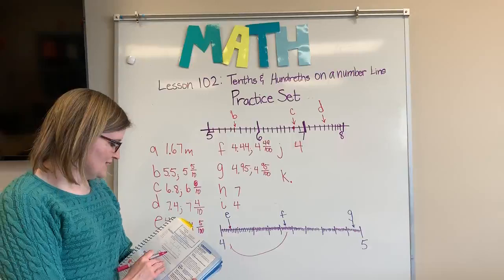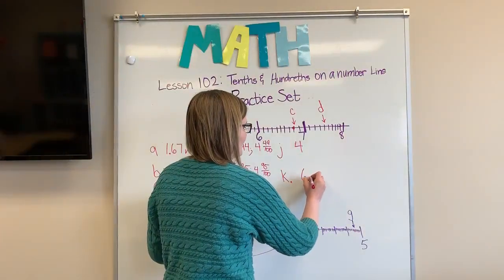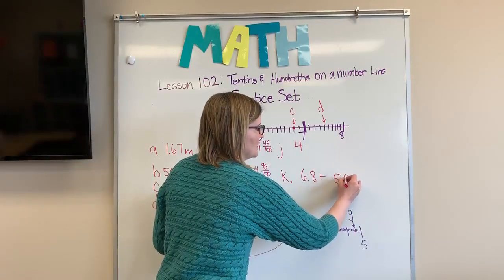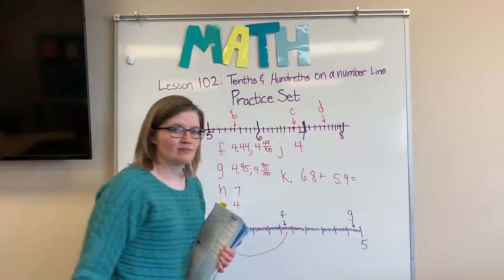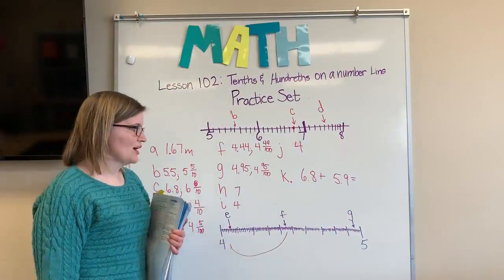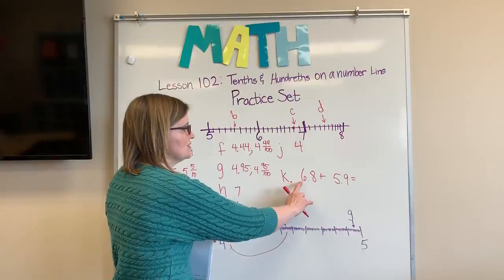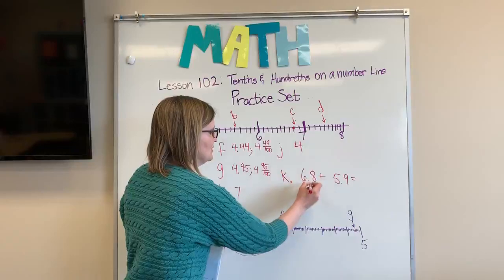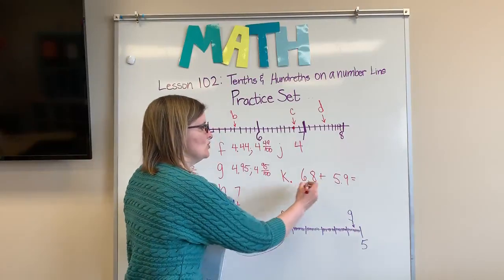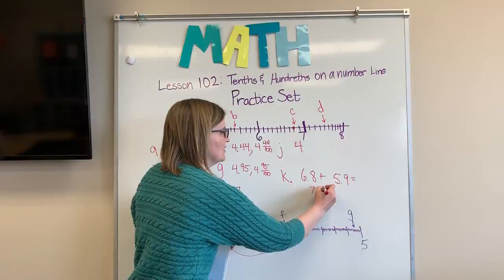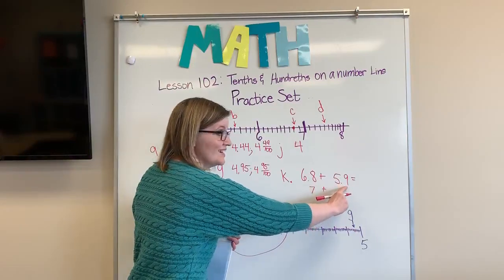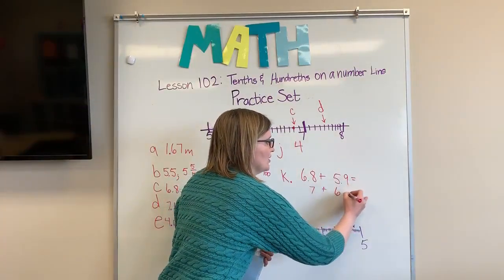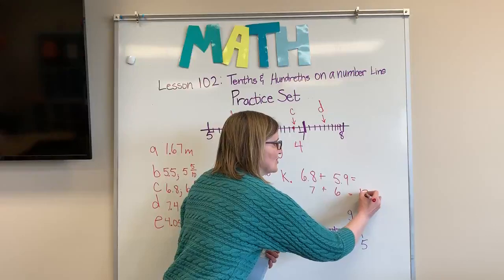And finally, yay, we're almost here. Estimate the sum of 6 8/10 and 5 9/10. I do this in the grocery store all the time. We know that 6 8/10, we would round that up to the number 7. 5 9/10, we would round to the number 6, and our estimate is 13.